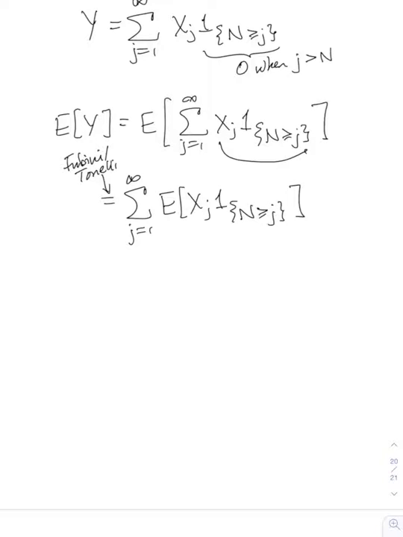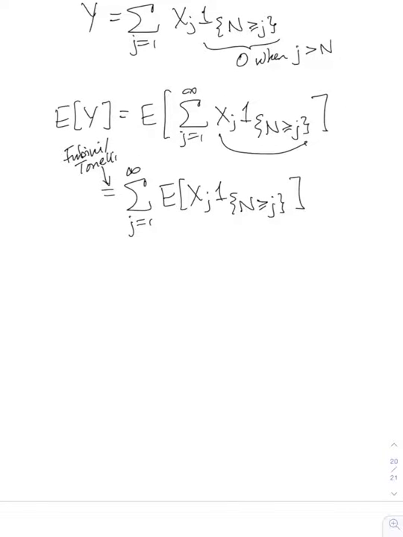All right, so if I've got this swap, now what is this? The expected value of Xj times the indicator that N is greater than or equal to j. Well, Xj and N are independent, so Xj and this indicator are independent. And the expected value of the product of independent random variables is the product of the expected values.